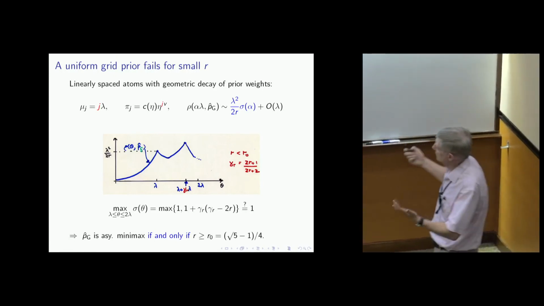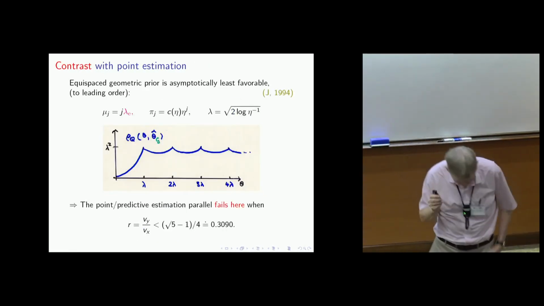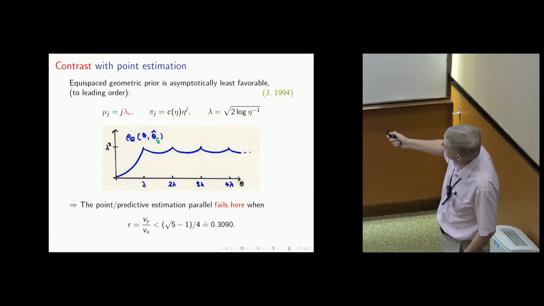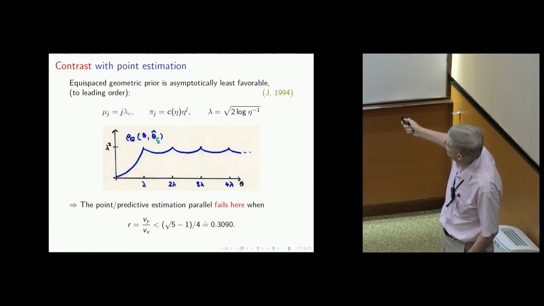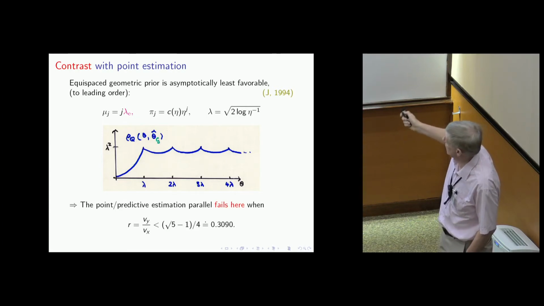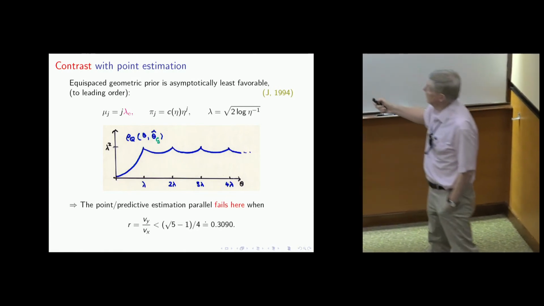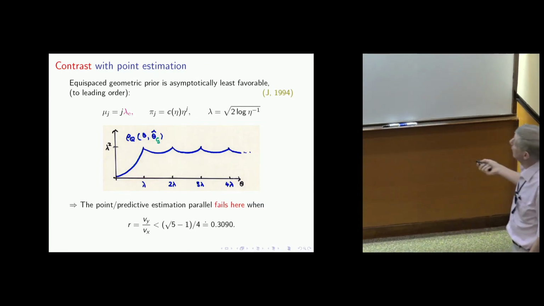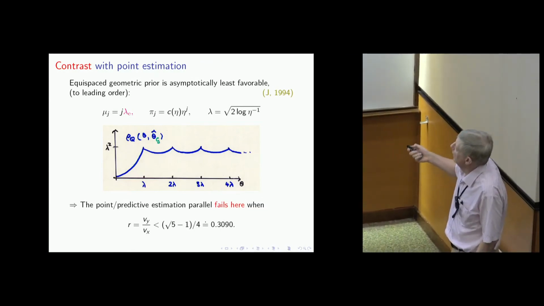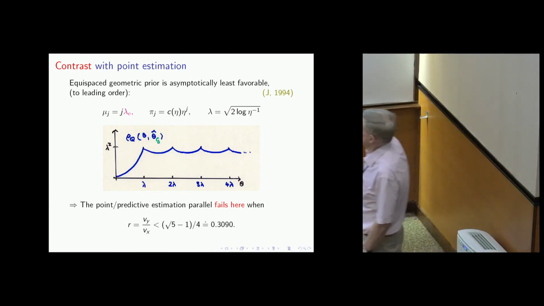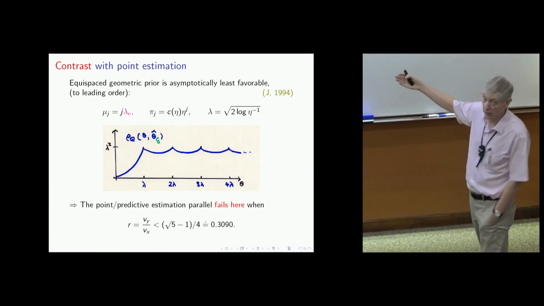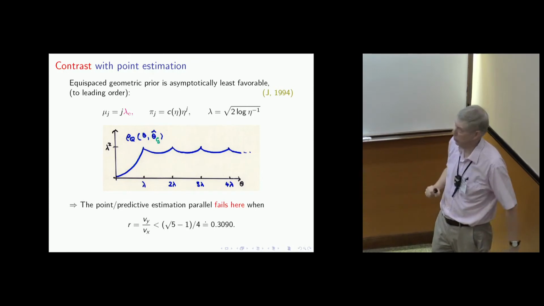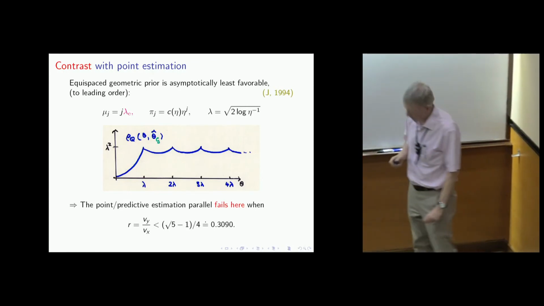So let me explain why the parallel breaks down. If we go back to point estimation, if we use the same kind of equally spaced discrete prior for squared error loss, using the estimation scale now, then this is indeed asymptotically minimax. It's even asymptotically minimax to higher order, but that's not germane here. And so, in some sense, this uniform grid prior, which works perfectly well for point estimation, does not work in the difficult cases for the predictive estimation problem. So here the parallel doesn't quite fully work.